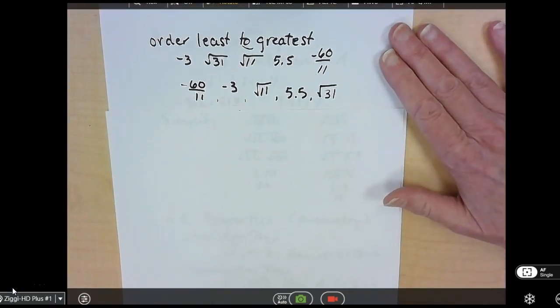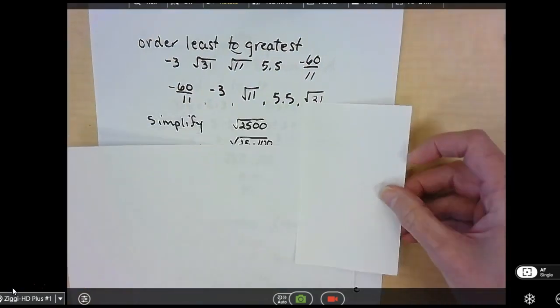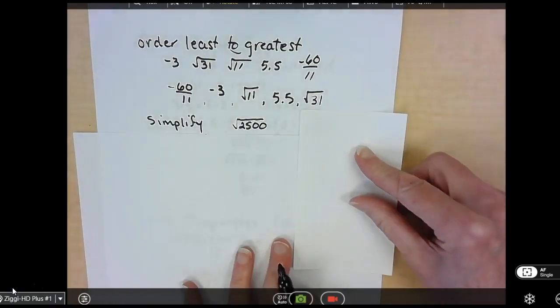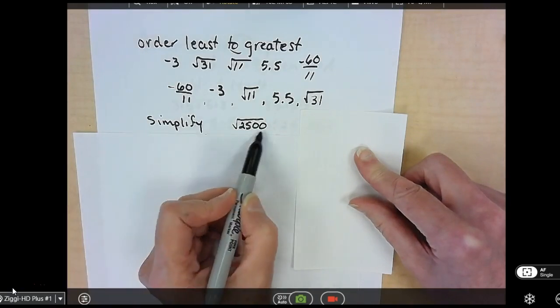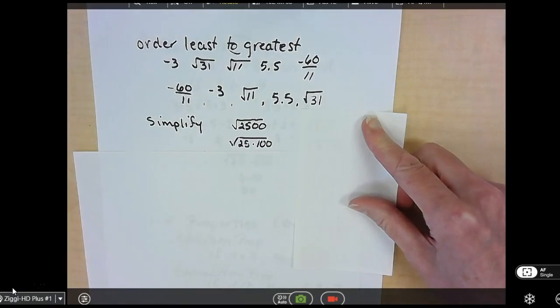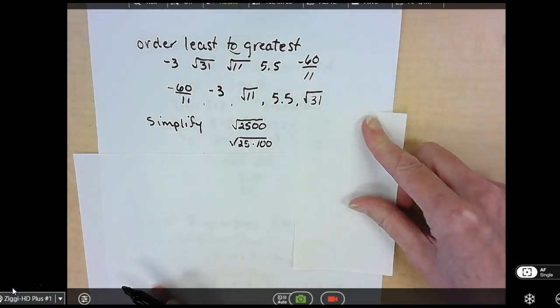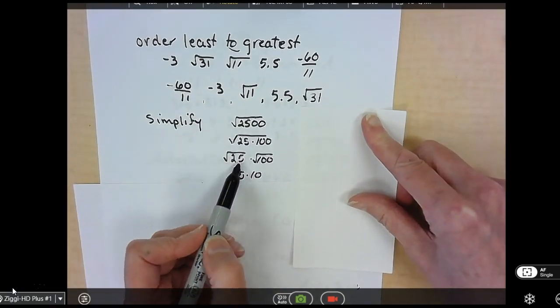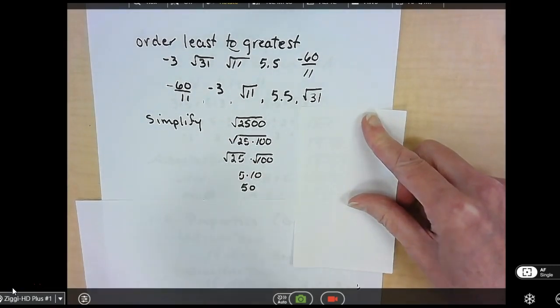When you go about simplifying a square root, we want to take into consideration which numbers we have. So, square root of 2,500. Well, if I look at that number, I have 25 times 100. I know the square root of 25 is 5, square root of 100 is 10. So I can look at the square roots separately and then multiply them back together for 50.